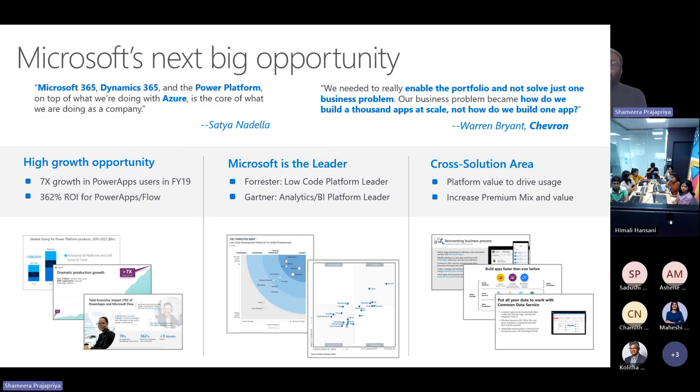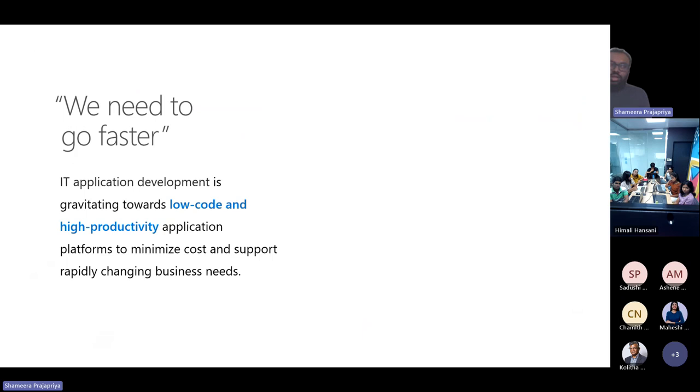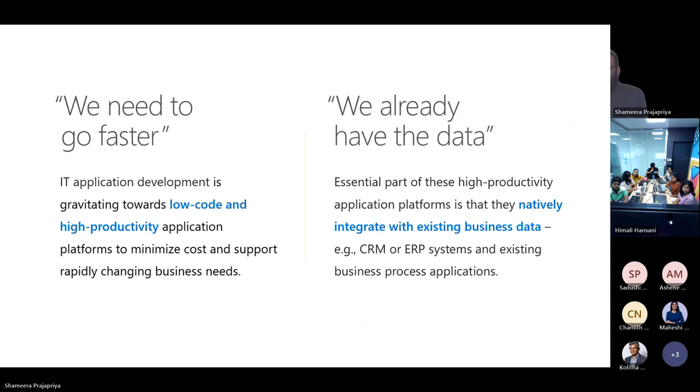Okay. Why are we talking about Power Apps today? We need to go faster. That is one of the key requirements: the applications we are talking about today need to go live faster. IT application development is gravitating towards low-code and high-productivity application platforms to minimize cost and support rapidly changing business needs. Rapidly changing business is another key component: how fast you can change an application. With Power Apps, it's so easy. It's a simple drag and drop, and you don't need to write any backend code. We already have the data. An essential part of these high-productivity application platforms is that they natively integrate with existing business data.